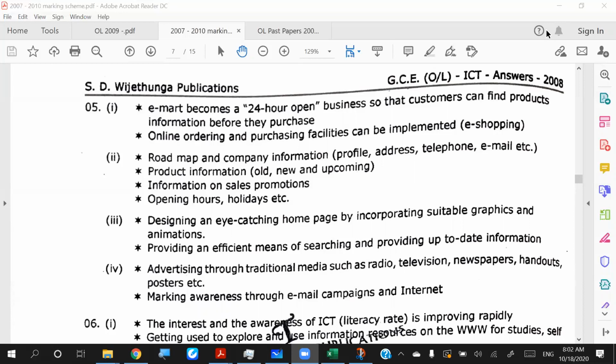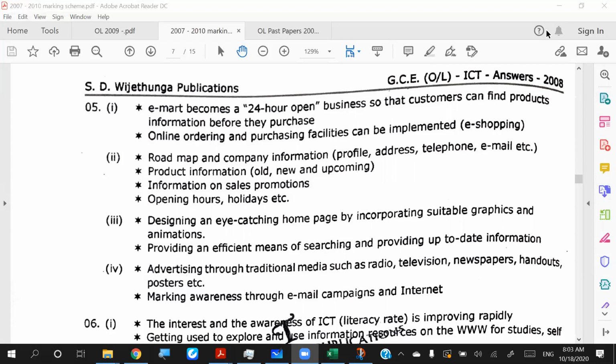And the second part, they are asking list 4 items of information that can be provided to customers through their website. There are many. Here they have listed roadmap and the company information. So you can say profile of the company, address of the company, telephone number of the company, email of the company, and the product information, like whether the products are old, second-hand ones, new ones, or upcoming ones.